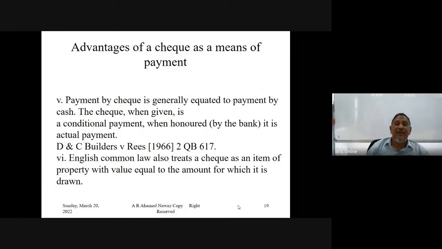Okay. Payment by check is generally equated to a payment by cash. A check is a conditional payment; when honored by the bank, it is actual payment. DSC Builders versus Fees. It's English common law. English common law also treated the check as an item of property with value equal to the amount for which it is drawn. According to English common law, the value of the property instrument is equal to the amount for which it is drawn, not above or beyond. Okay, that's the advantage legally you are getting if you're using a check.